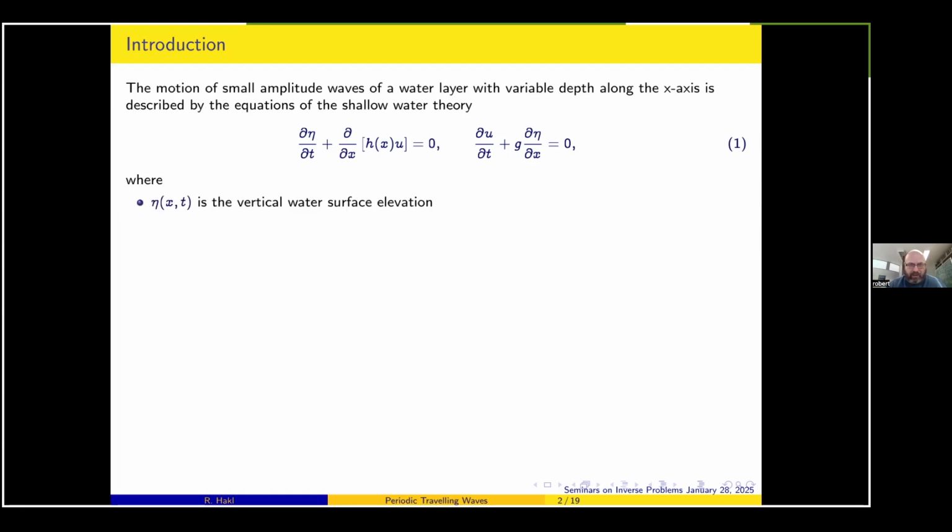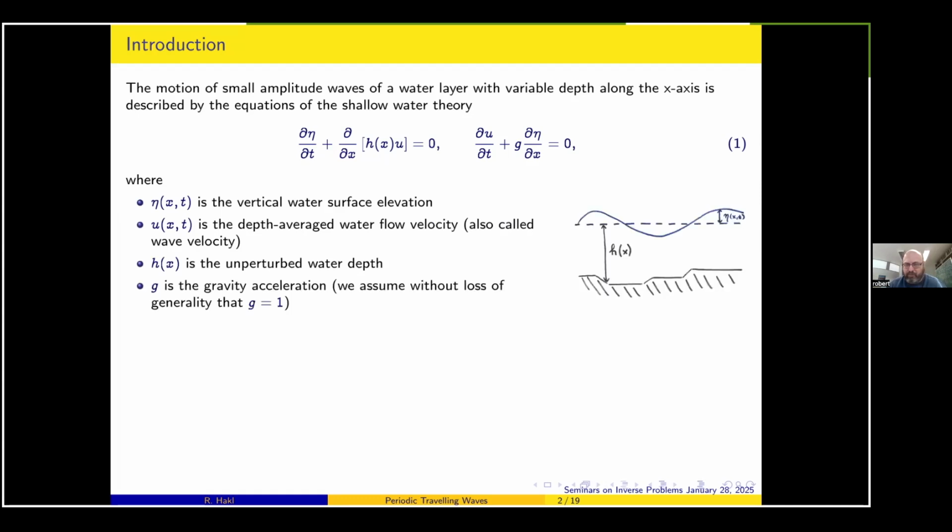eta is a vertical water surface elevation. Maybe it will be better to look at this picture. So eta is a vertical surface elevation. U is a depth average water flow velocity. It is not here, but H is a perturbed water depth. And G is a gravity acceleration. Without loss of generality, we will assume that G is equal to 1.